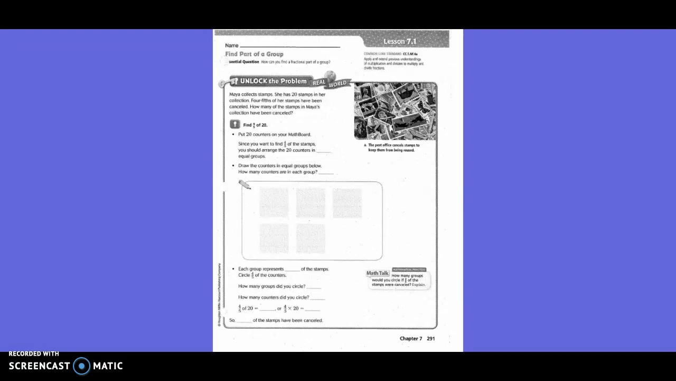Since you want to find 4/5 of the stamps, you should arrange the 20 counters in how many equal groups, guys? So how many placemats do they have, Brad? 5. And then it says to draw the counters in equal groups below. How many counters are in each group? So basically this is kind of like when we learn to divide, where we have our 5 placemats and then we start drawing. So we do 1, 2, 3, 4, 5, 6, 7, 8, 9, 10, 11, 12, 13, 14, 15, 16, 17, 18, 19, 20.